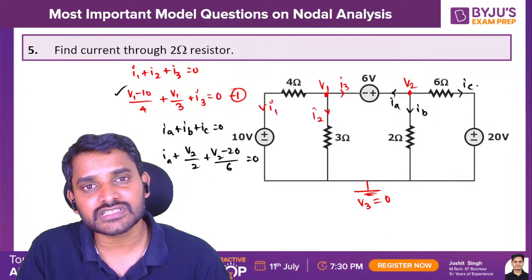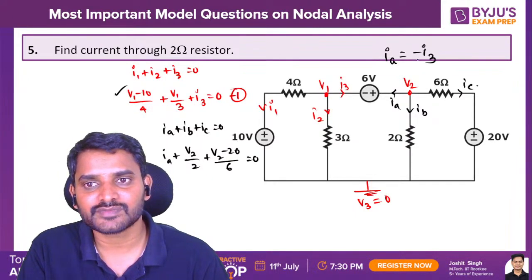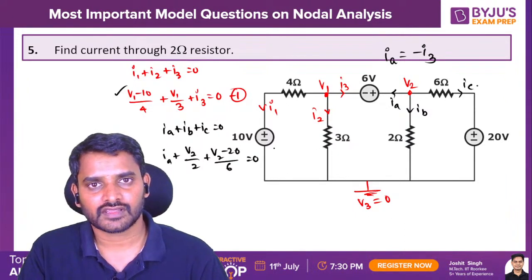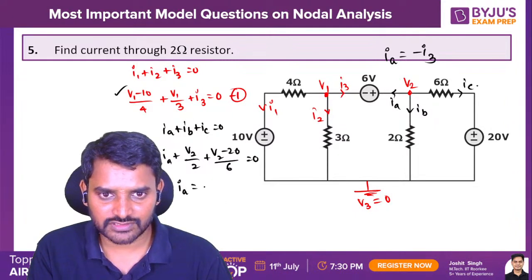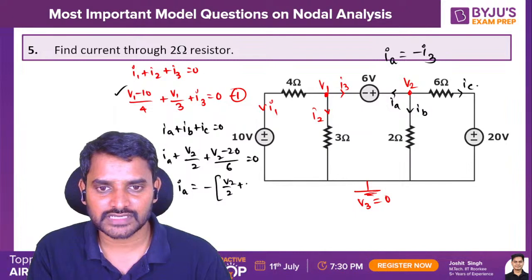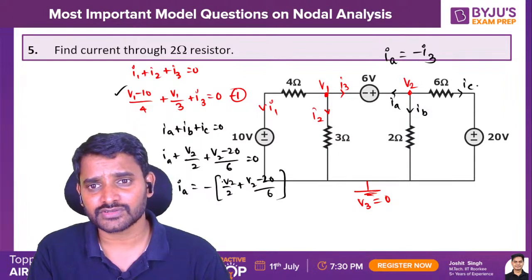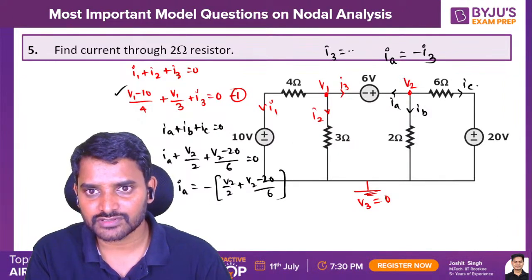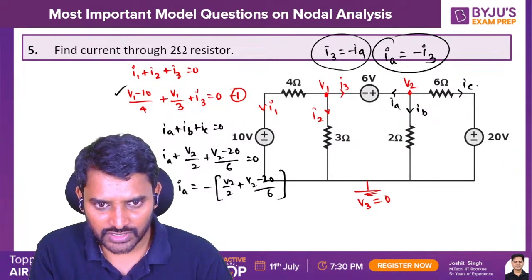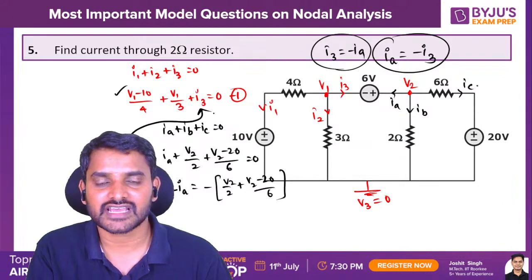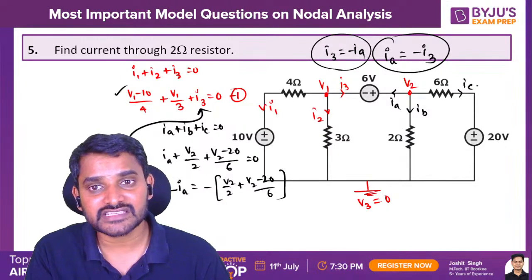IA is nothing but quite opposite to I3. So IA I can write as minus I3. If IA is equal to minus of V2 by 2 plus V2 minus 20 by 6, I can write I3 is equal to minus IA. I just wanted to substitute this IA term here. What can I write in place of I3? I can write minus IA.